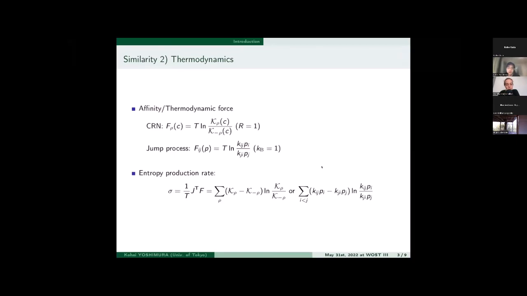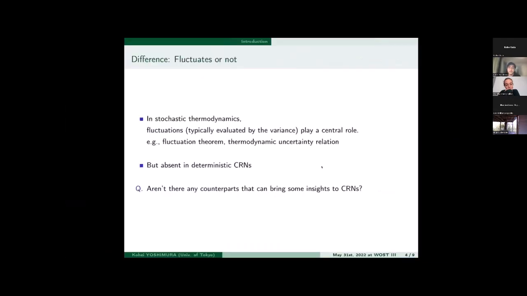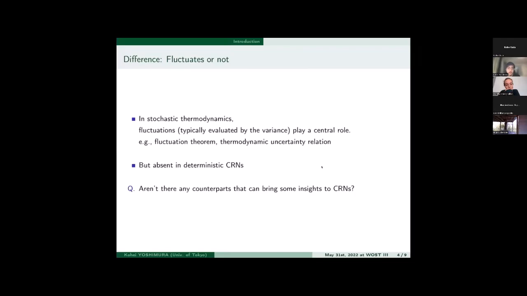Also, the thermodynamic structures are similar to each other. By assuming the local detailed balance relation, the affinity or the thermodynamic force is given by the log of the ratio between the forward and backward fluxes. And the entropy production rate, given by the product of the current J and the force, also has a very similar form. But there is a huge difference, namely one is fluctuating and the other is not. In stochastic thermodynamics, fluctuations play a central role, for example, in the fluctuation theorem or thermodynamic uncertainty relations. But fluctuations are absent in deterministic chemical reaction networks.